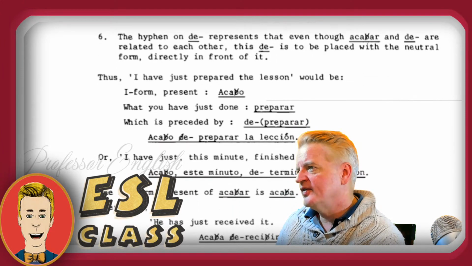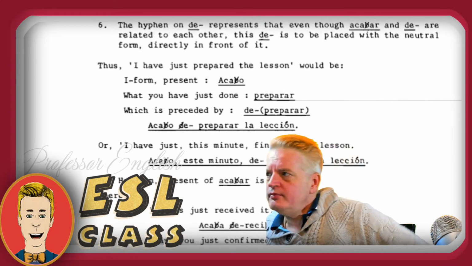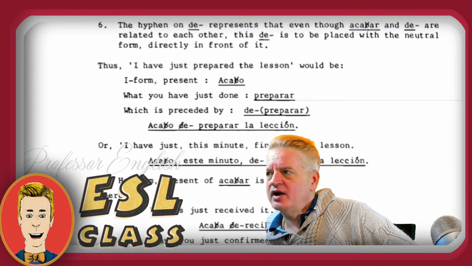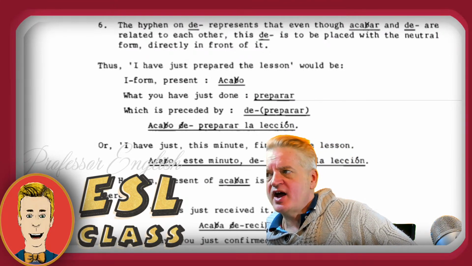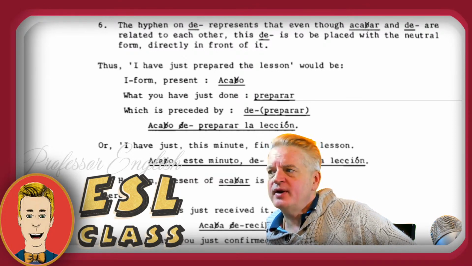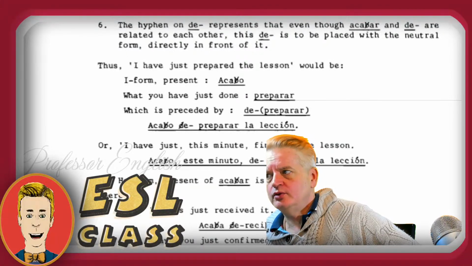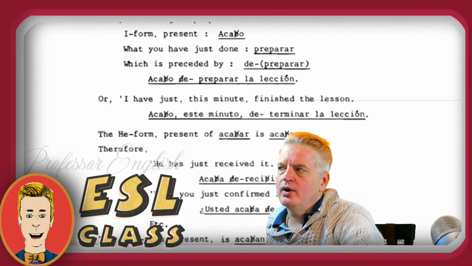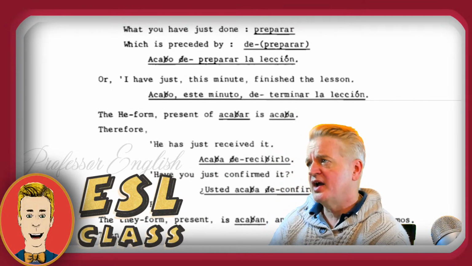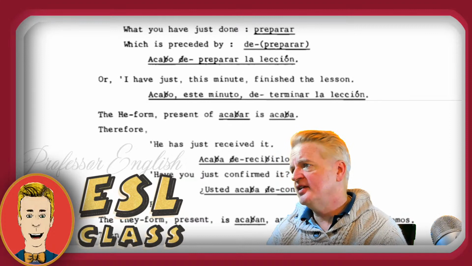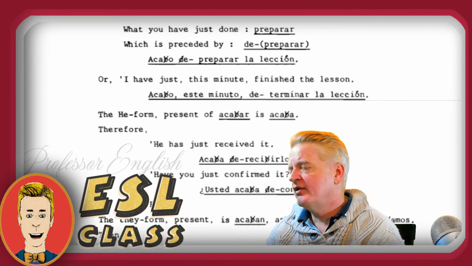Thus, I have prepared the lesson would be I form present, acabo. What you've just done, preparar, which is preceded by de. Acabo de preparar la lección. Or I've just this minute finished the lesson. Acabo este minuto de terminar la lección.